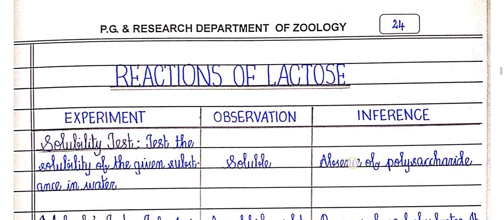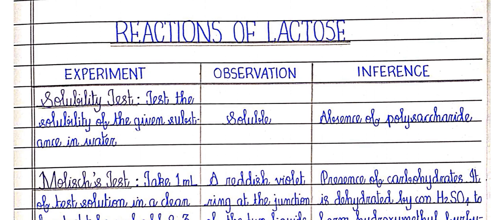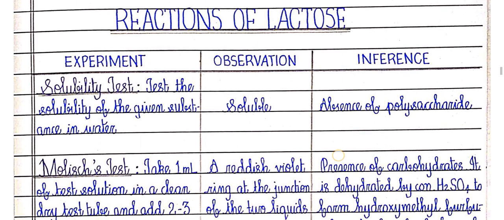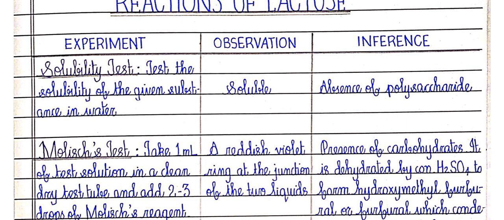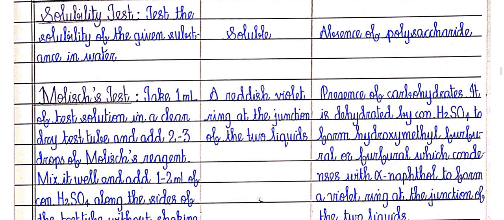Reactions of lactose. First, we will be performing the solubility test. Test the solubility of the given substance in water. It turned out to be soluble. That indicates absence of polysaccharides. Then we will be performing the Molisch test.